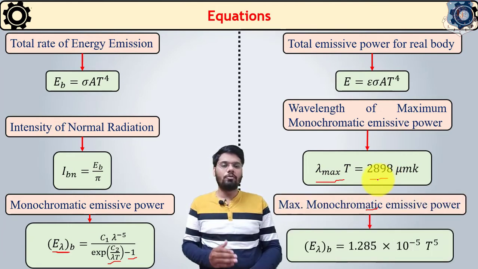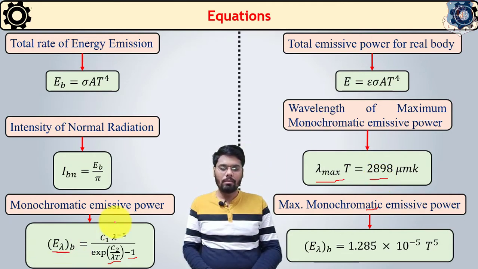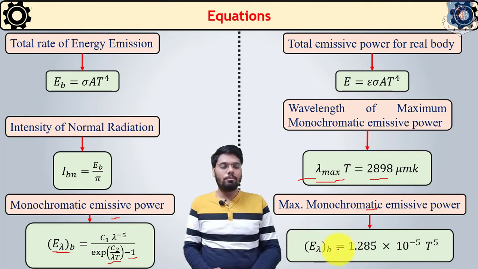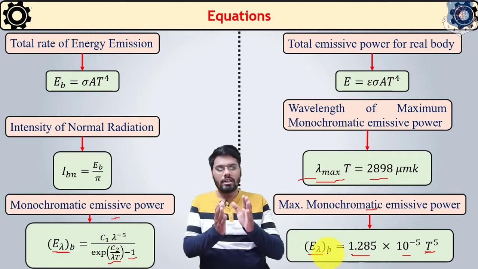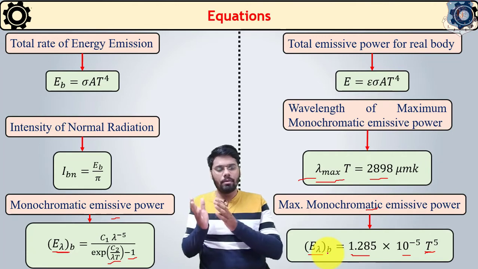The last equation is for the maximum monochromatic emissive power. By the combination of Planck's equation and Wien's displacement equation, the equation for the maximum monochromatic emissive power can be generated: E_λb max is equal to 1.285 × 10^-5 T^5. Here T is the temperature. If we put the temperature of the body in this equation, we will get the maximum monochromatic emissive power for that temperature. So these are the basic six equations which we have already studied in our previous videos.